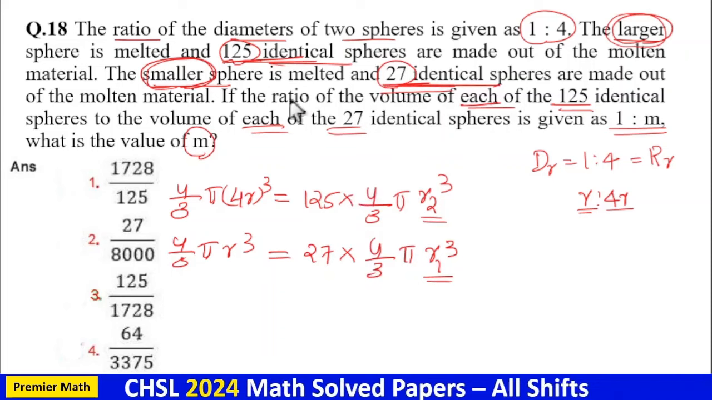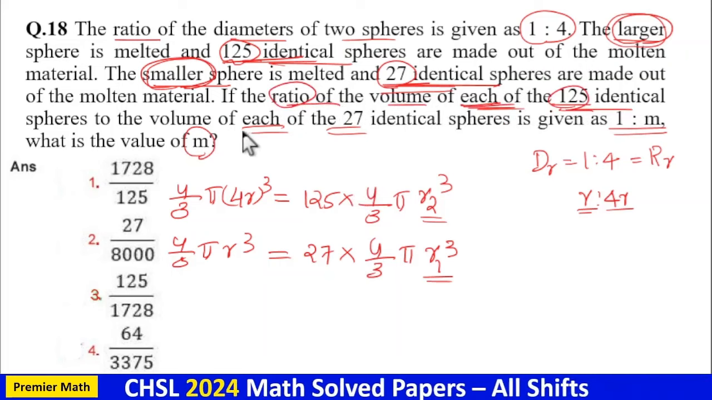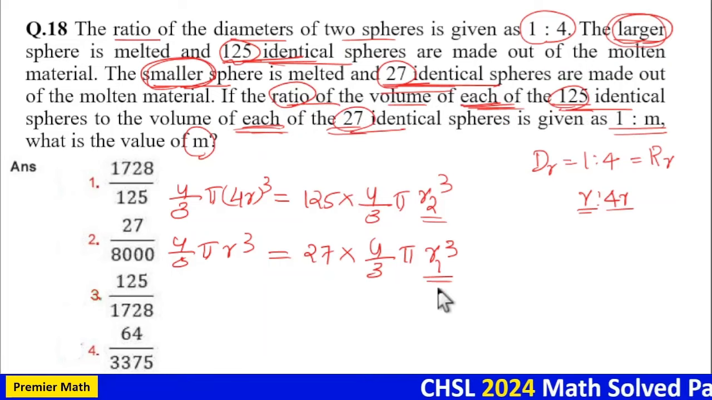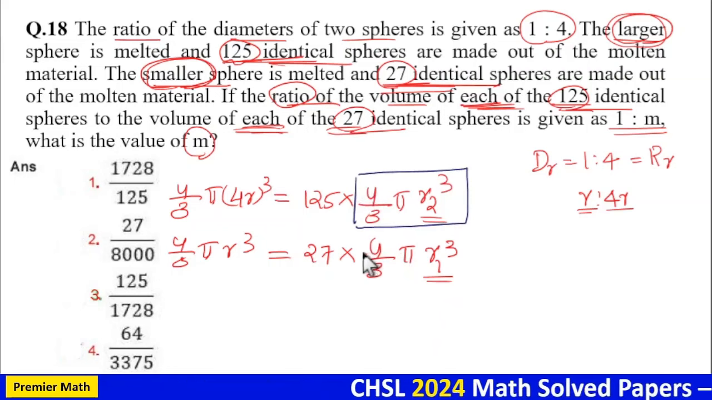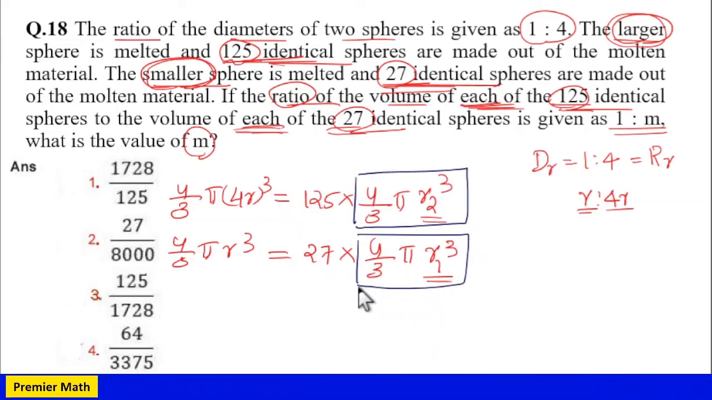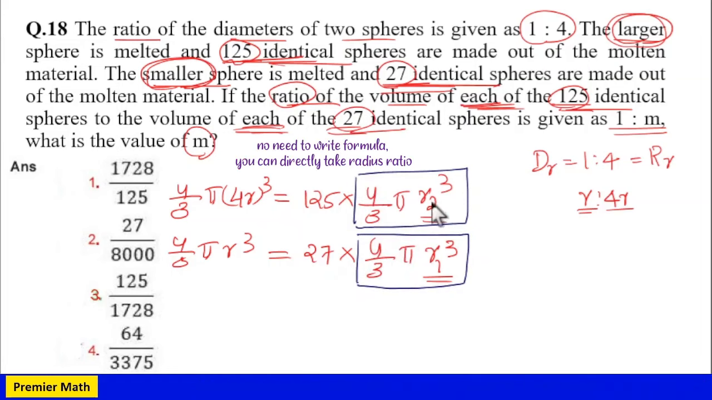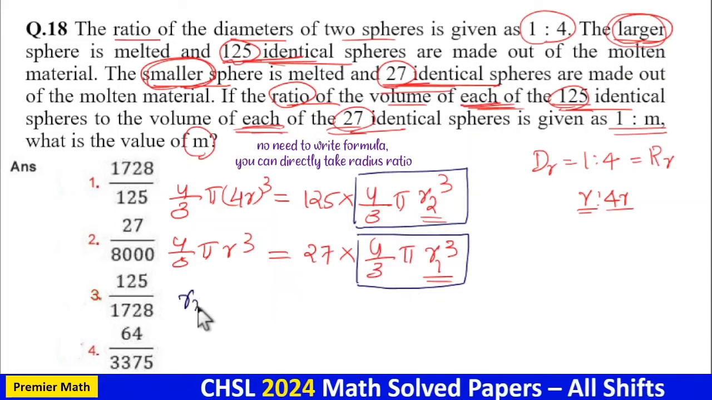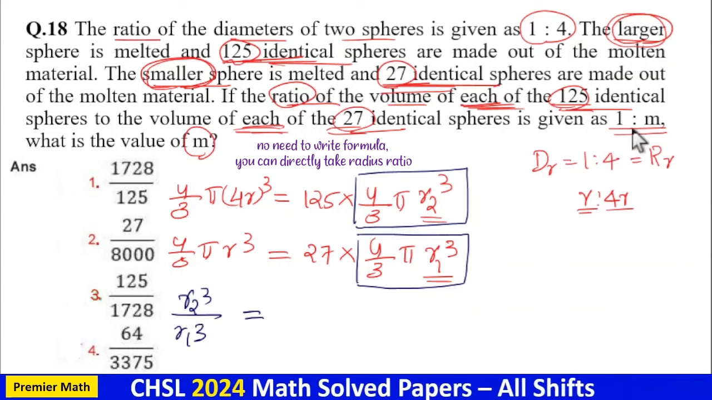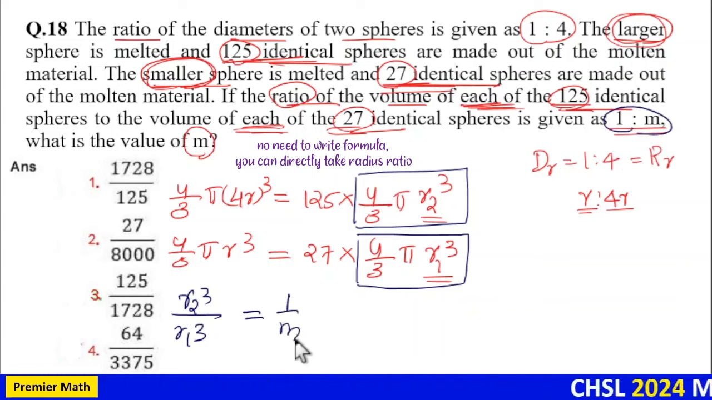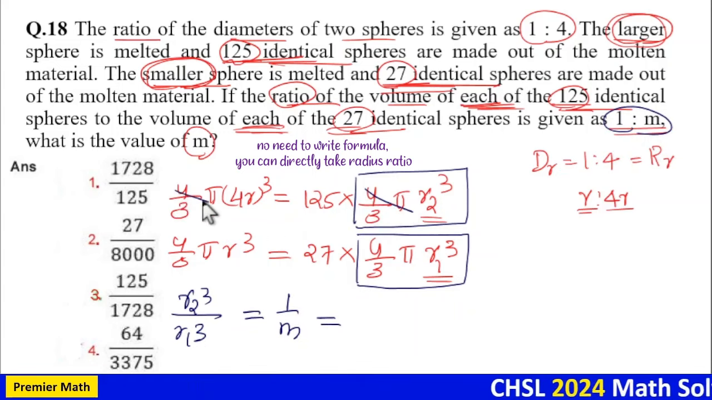Our question is asking us to find the ratio of the volume of each of the 125 identical spheres to the volume of each of the 27 identical spheres. That is, we need to find 4/3 pi into R2 cubed divided by 4/3 pi into R1 cubed. You can see 4/3 pi cancels. So we need the ratio R2 cubed divided by R1 cubed, which is given in the question as 1:m.